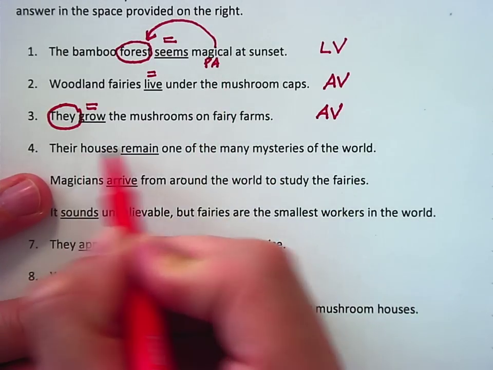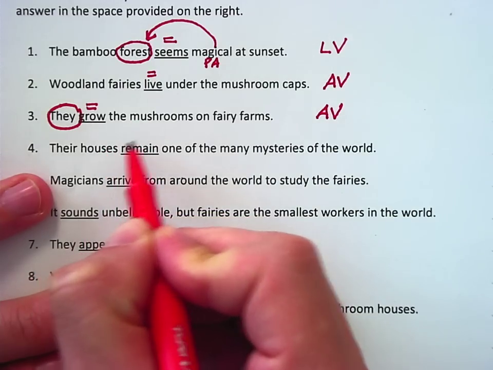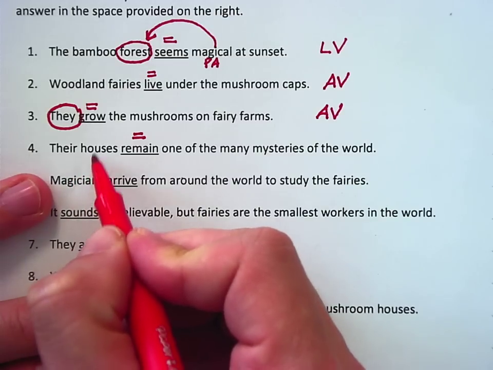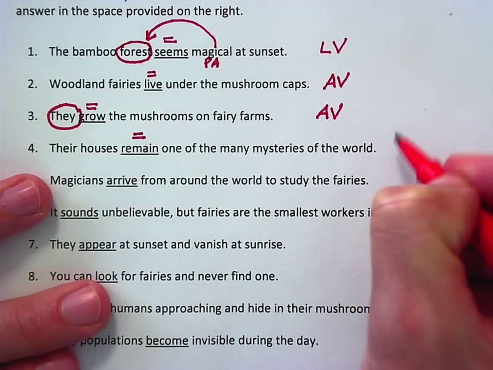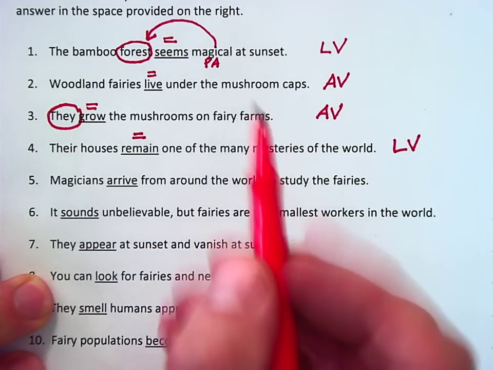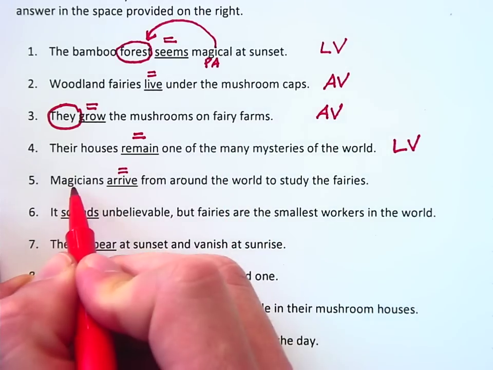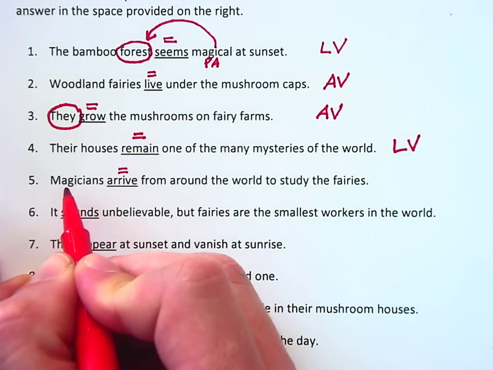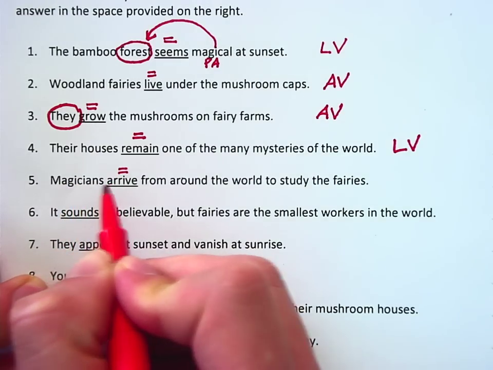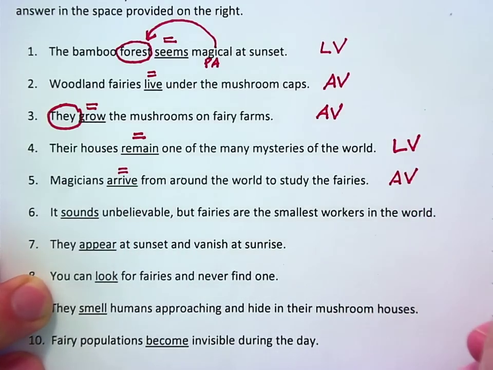Sentence number 4. Their houses remain one of the many mysteries of the world. I'm not saying that their houses stay behind. I'm saying that their houses equal one of the many mysteries. I'm saying that their houses are one of the many mysteries. And since it passed both tests, this is a linking verb. Magicians arrive from around the world. Magicians equal from around the world. In this sentence, to get the answer, I have to think, are the magicians actually arriving? Is arriving something that the magicians are doing? And since it is, I know that this is an action verb.